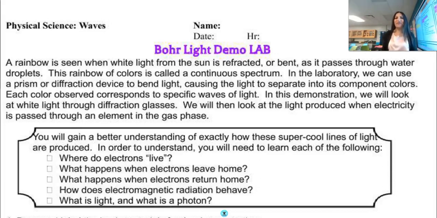So today what we're going to be doing is what is called the Bohr Light Demo Lab. We're talking about the electromagnetic spectrum, which is different forms of radiation, and there are specifically 7 different forms of radiation. So we're going to go over those different forms, and I have a saying for them, so we're going to write it right on top of the screen here.